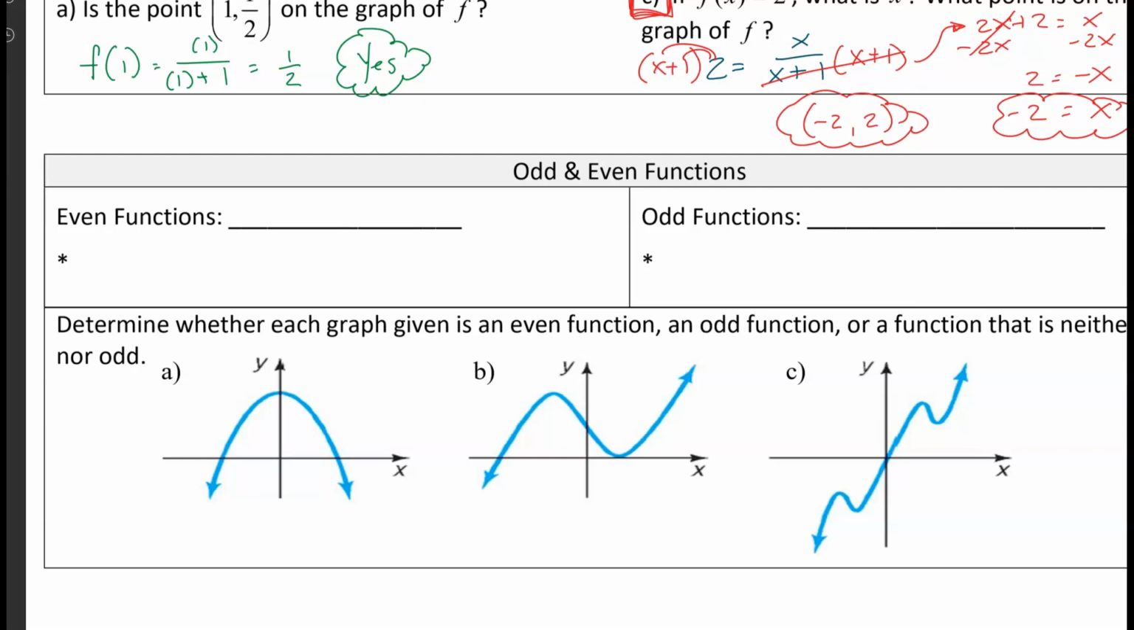For example, maybe your teachers did tell you, but even functions, we can prove that they are algebraically even functions if f of -x is equal to f of x. If this holds true, if f of negative x is the same thing as f of x, then yes, it's an even function. If instead f of negative x is equal to negative f of x, this means that this is an odd function.